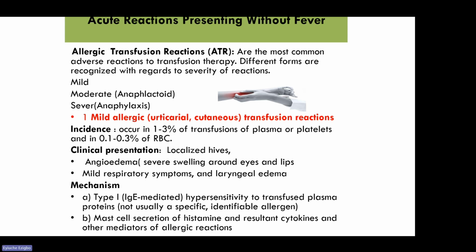Under this, we have the allergic transfusion reactions, which are the most common adverse reaction to transfusion therapy. Different forms are recognized with regards to severity of the reaction. It can be mild, moderate, or severe: anaphylactoid for moderate, anaphylaxis for severe. The mild allergic reactions, called the urticarial or cutaneous transfusion reactions, have an incidence of 1 to 3% of transfusions of plasma or platelets and 0.1 to 0.3% of red blood cells. That is the incidence of occurrence in these products.